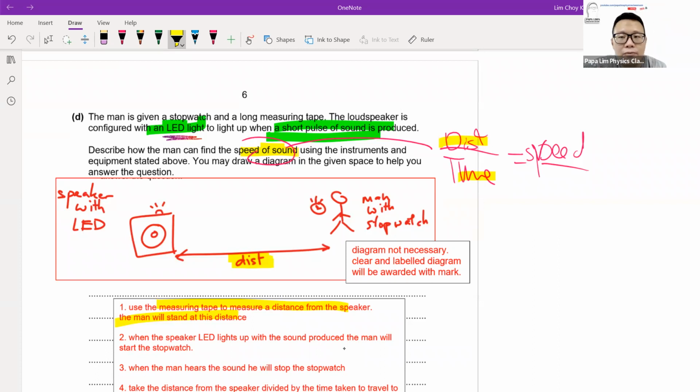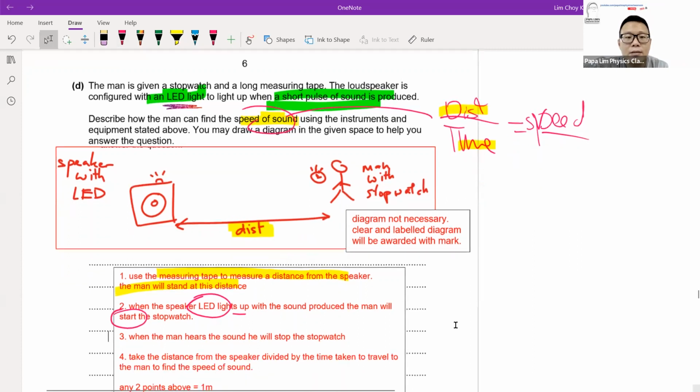Now, if you are far away, let's say 400 meters or 300, maybe 1 kilometer away, how do you know that the sound wave has been emitted? That's where the LED comes in. The moment I see the LED light up, I will know that the wave has been emitted. So that will be my time 0, where I start my stopwatch, straight away the moment I see the LED light.